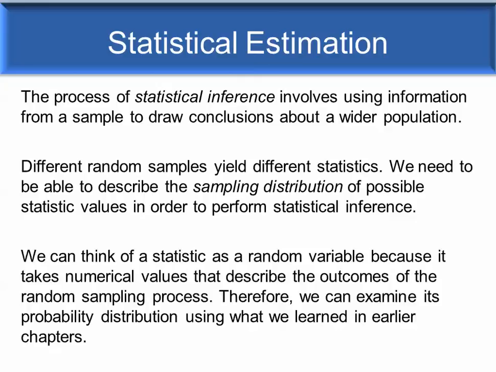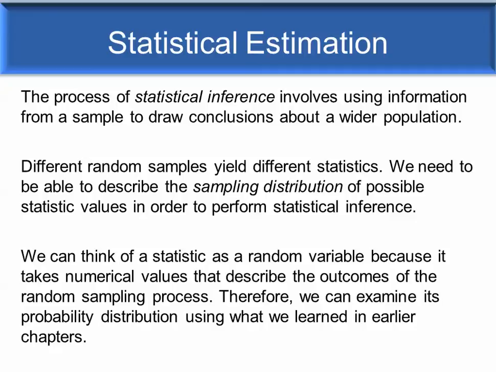The third big thought here, which traces back to what I just said, is we can think of a statistic as a random variable because it takes numerical values that describe the outcomes of the random sampling process. Therefore, we can examine its distribution using what we learned in earlier chapters. For example, we've been doing histograms and density curves of people's heights, where you would measure those 100 people's heights and create a distribution curve of their actual heights.